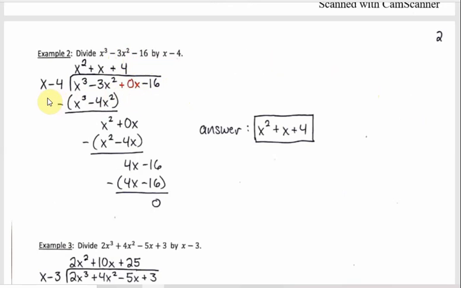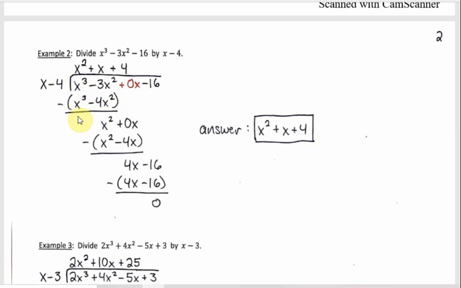So you say, okay, I need to figure out what to multiply x by to get x cubed. Well, that should be x squared, right? x squared times x is x cubed. So x squared times x will give you x cubed. x squared times 4 would give you 4x squared. So then you get x cubed minus 4x squared. We've got to subtract that line off.